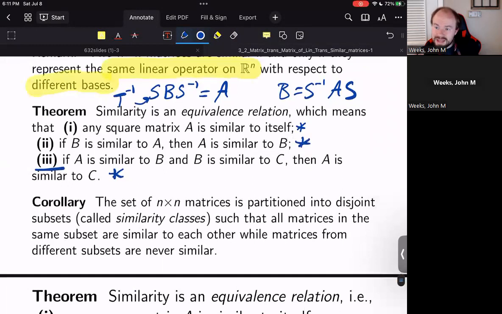So we can now, thanks to the fact that equivalence relations induce a partition on our space, say the set of square matrices, n by n matrices in particular, is partitioned into disjoint subsets.